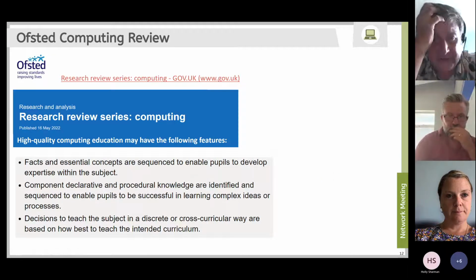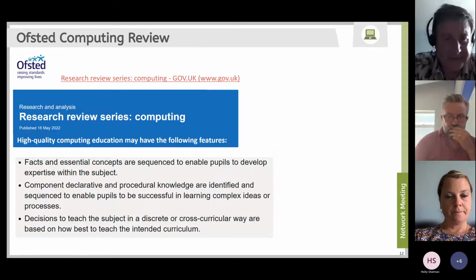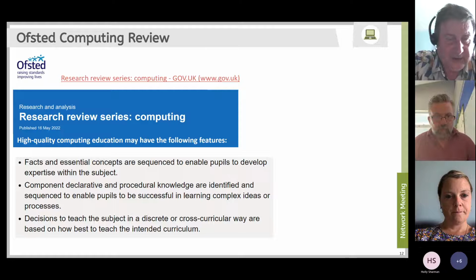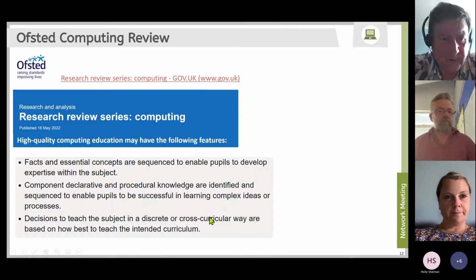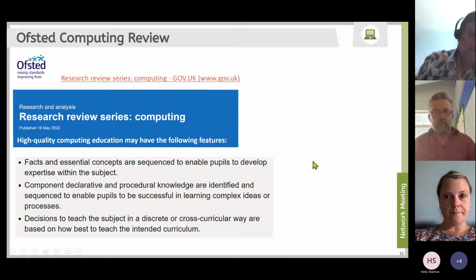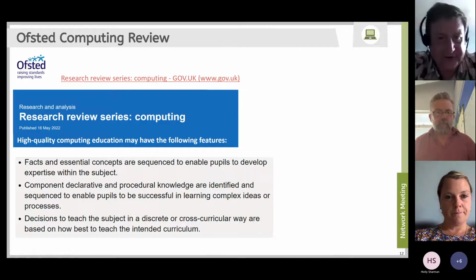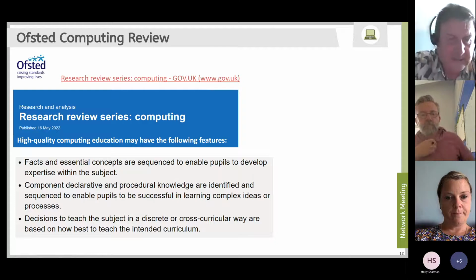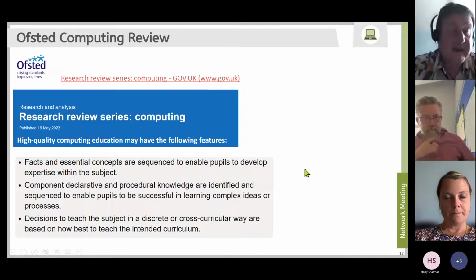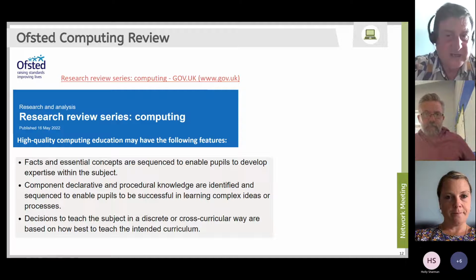And it goes on to say about facts and essential concepts, a sequence. Again, a lot of notes about curriculum sequencing. Well, hopefully our schemes of work have done a good job there. And then this final one about how you teach it. Is it a discrete subject or cross curricular? And there isn't a right or wrong way. It's just the best way for your particular use. And sometimes it may be discrete, and other times it may be cross curricular.